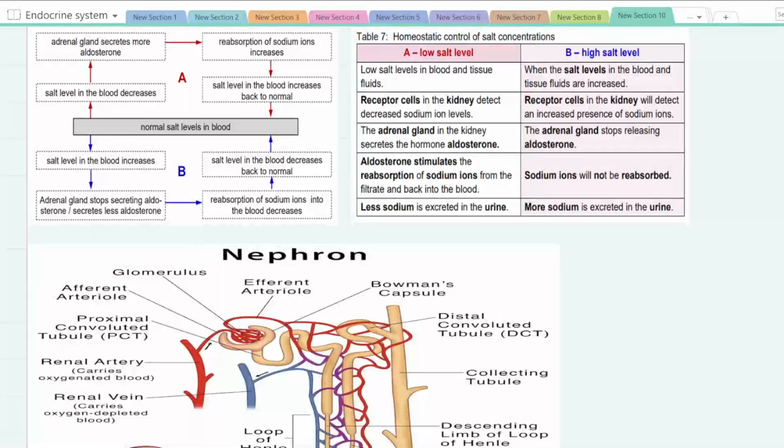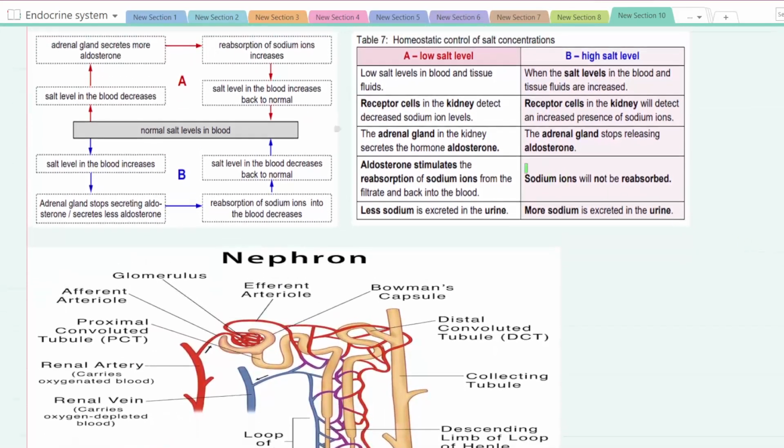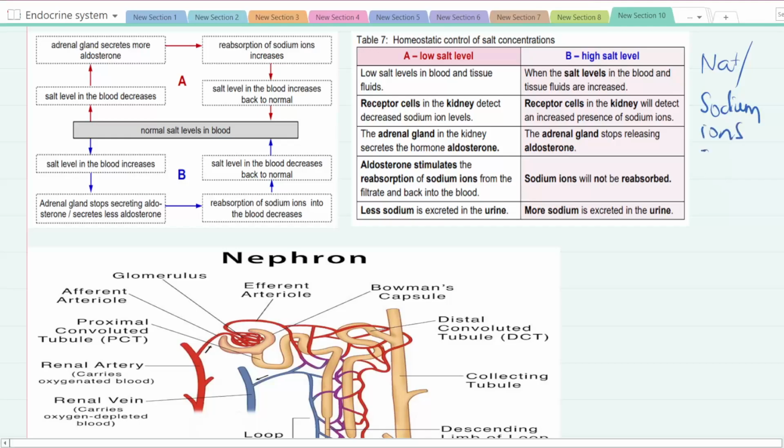Salt balance is similar to water. It's just that this time we are referring to salt balance, and when we say salt balance now, we are going to refer to Na plus or sodium ions, or you can simply say salt.